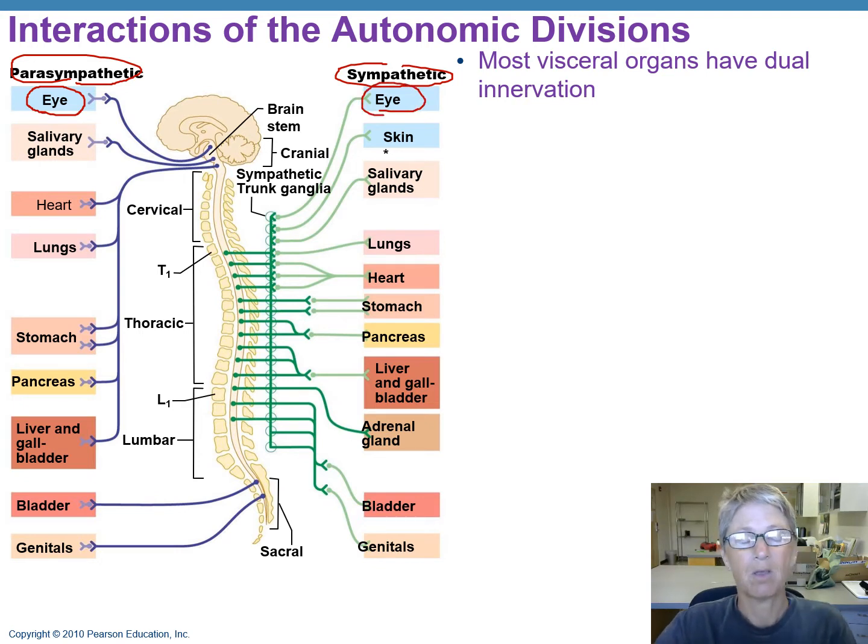They're both kind of turned on at the same time, but when parasympathetic innervation is on, the pupil of the eye will constrict. When sympathetic activation is on, the pupil of the eye will dilate. And the adrenal gland is innervated by the sympathetic nervous system, but not the parasympathetic nervous system. So this first bullet says most visceral organs have dual innervation, and these are all visceral organs except the skin.